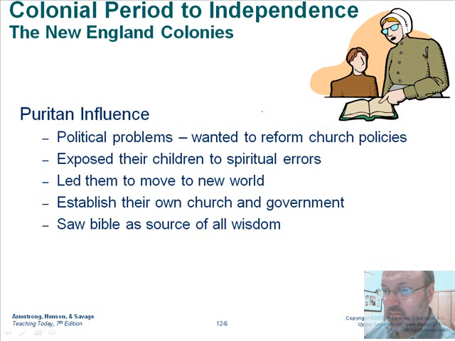And then the Puritans had some influence also. They had political problems. They wanted to reform church policies. I asked you to study that a little bit. They didn't want to expose their children to spiritual errors that were coming from the Church of England. They felt that the Church of England had evolved in a bad way, and now was teaching spiritual errors. They too were looking for freedom of religion, and that led them to the New World.